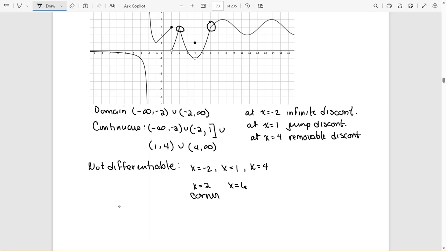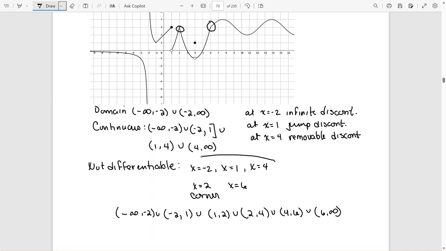So let's go from negative infinity to negative 2. Negative 2 to, what was our other point here? 1. And then 1 to 2. Two to 4. 4 to 6. And then 6 to infinity.